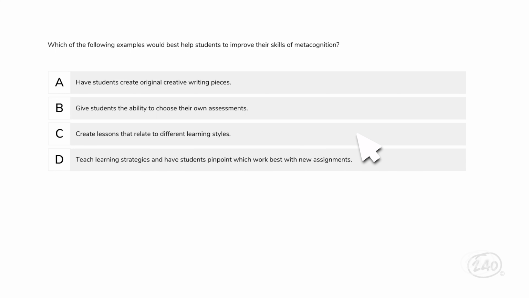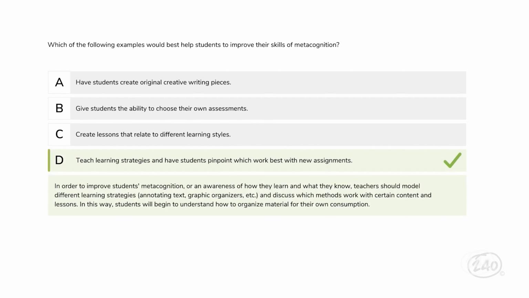Creating lessons that relate to different learning styles is also a great practice in the classroom, but doesn't require students to think about their own learning, so we can get rid of that one too. Choice D is best. By asking students to think about which strategies would work best with a new assignment, you're asking students to understand how to organize material for their own consumption. While metacognition is important, there is so much more to this section. Luckily, the study guide has it all for you.